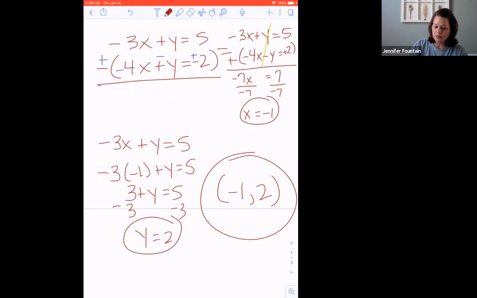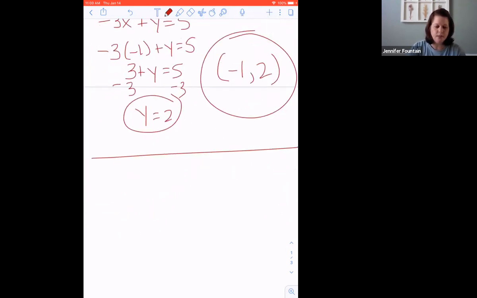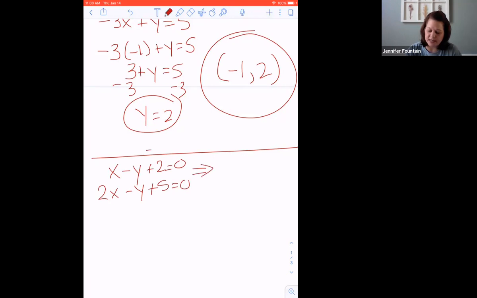Okay, so the next one in classwork, I have x minus y plus 2 equals 0, and 2x minus y plus 5 equals 0. So I know the first thing I've got to do is write them in standard form. So that means over here I need to subtract 2 from each side, and on this one I have to subtract 5 from each side. So I have x minus y equals negative 2, and 2x minus y equals negative 5.